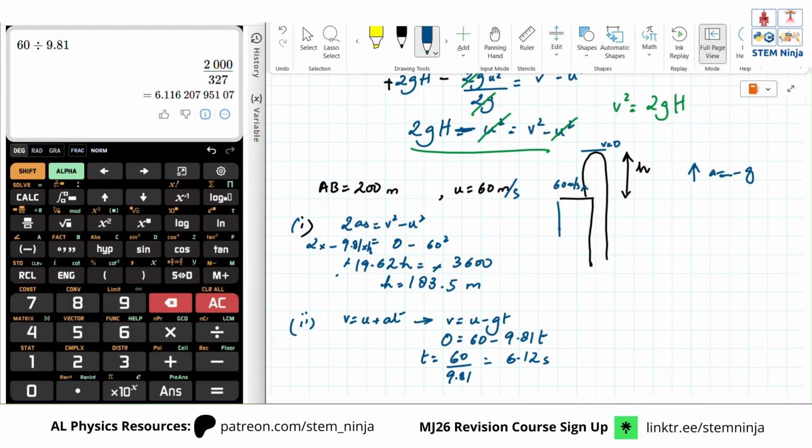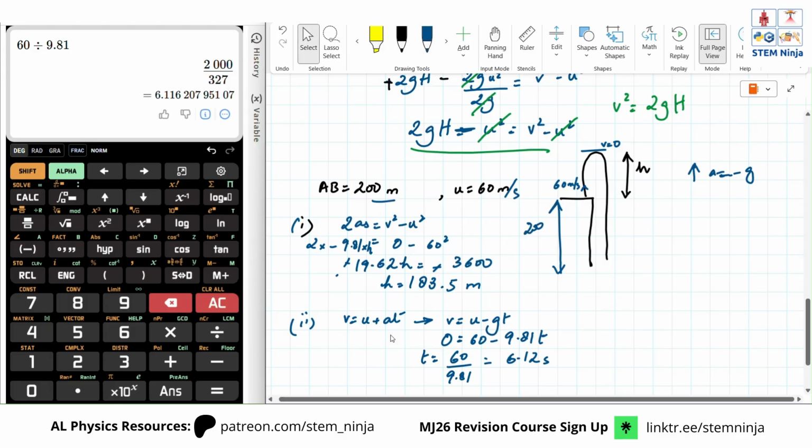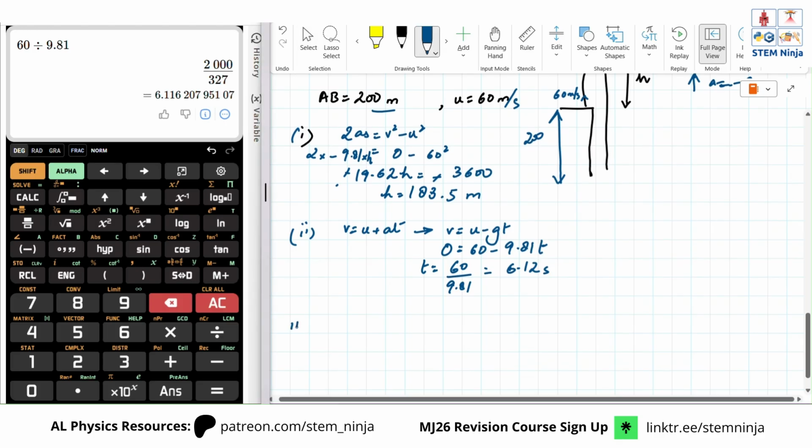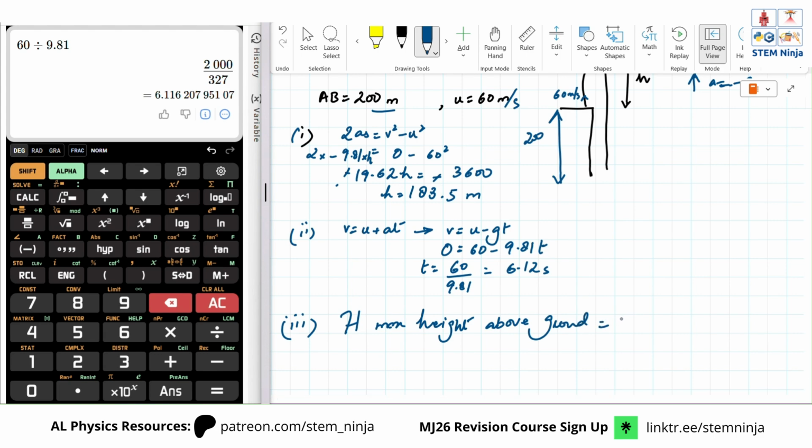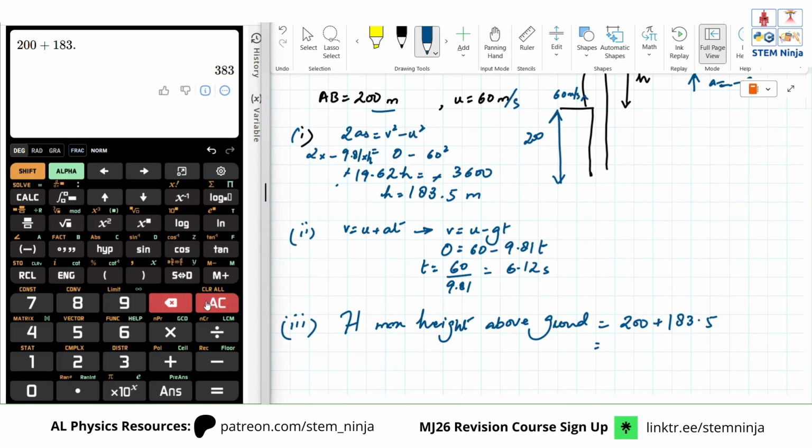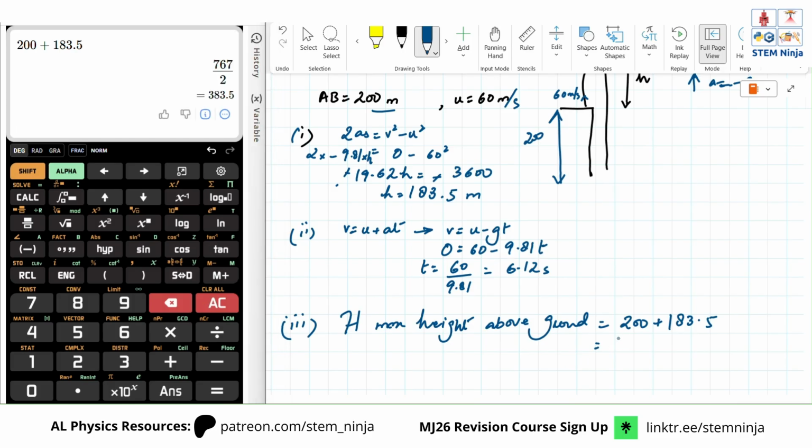Now, if this distance AB was 200, like we set over here, we can find out the maximum height above the ground, capital H. Max height above ground would be 200 plus 183.5. So this would be 383.5 meters.